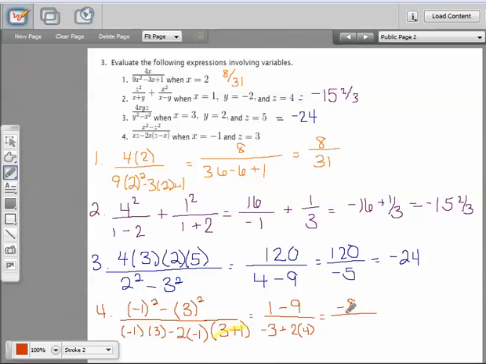So in the numerator, I have negative 8. We're good there. But in the denominator, I have negative 3 plus 8. Negative 3 plus 8 is a positive 5. So I end up with a negative 8/5 for my final answer. Or if you want to go ahead, that's a negative 1 and 3/5. So if you want to change that to a mixed number instead of leaving it as an improper fraction, we can go ahead and do that as well.